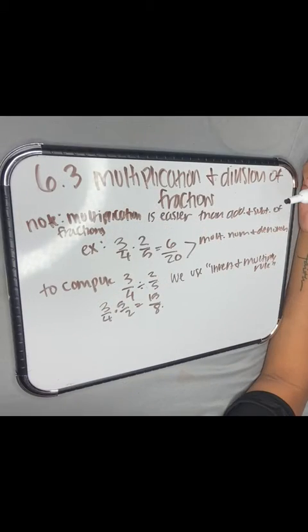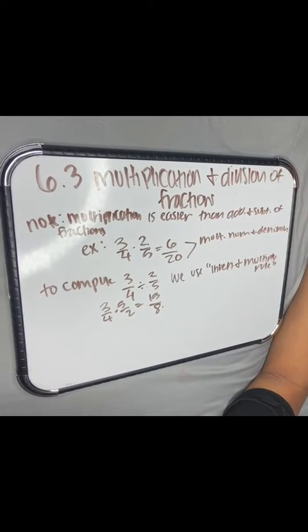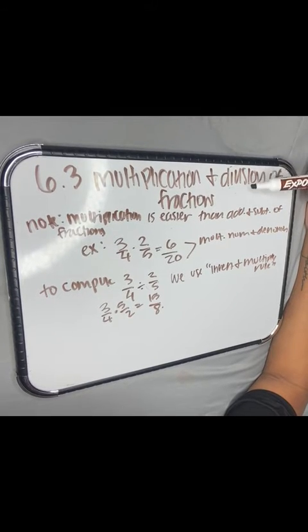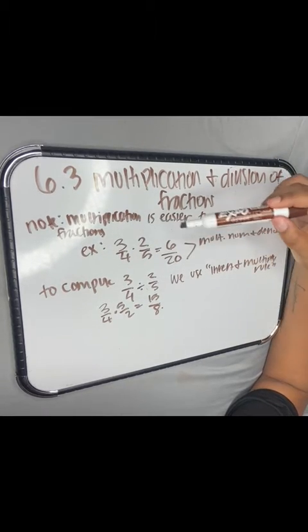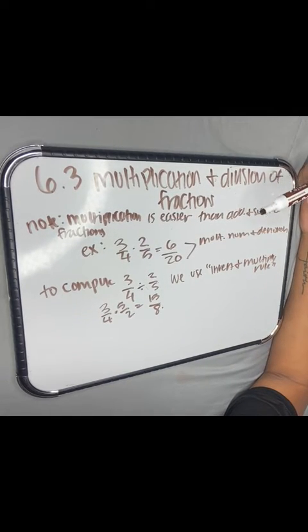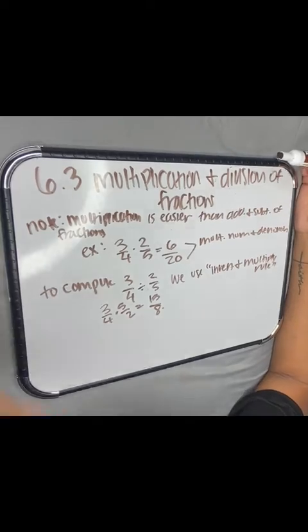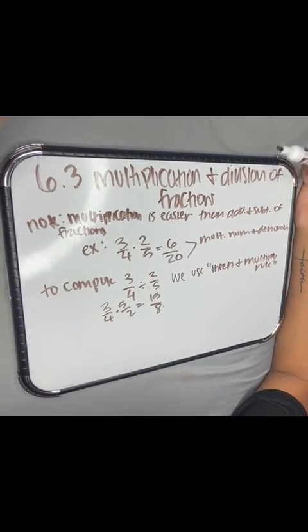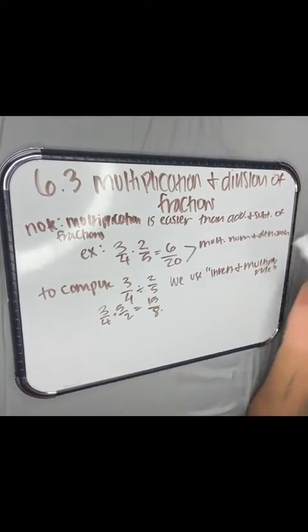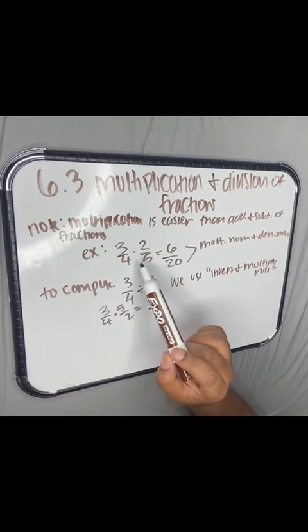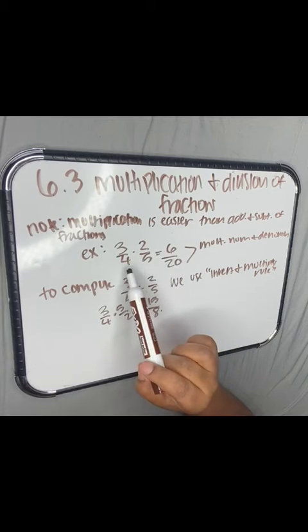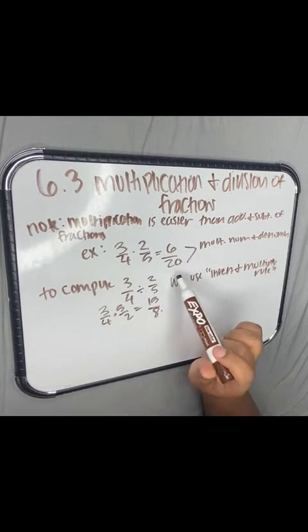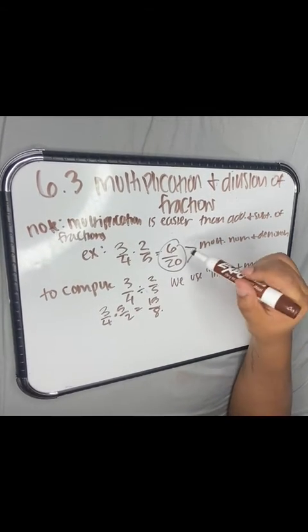We just talked about 6.2, addition and subtraction of fractions. Now we are talking about 6.3, multiplication and division of fractions. So we note that multiplication is easier than the addition and subtraction of fractions, given that we don't have to have a common denominator to start the equation. An example: 3 over 4 times 2 over 5, we just multiply the numerators, so 3 times 2 is 6, multiply the denominators, 4 times 5 is 20, and 6/20 will be our answer, of course.